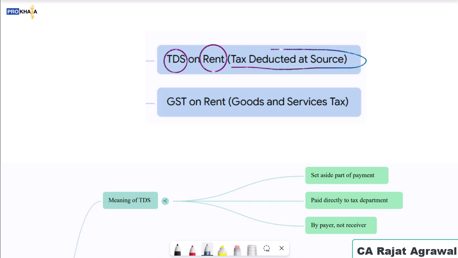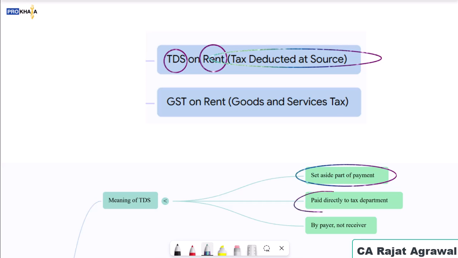TDS stands for Tax Deducted at Source. Think of it like this: when you make certain payments, a small part of that payment needs to be set aside and paid directly to the tax department by the person making the payment instead of the person receiving it. It's like collecting tax right at the point of payment. Okay, so when does this apply to rent?